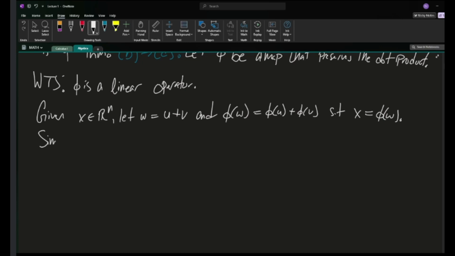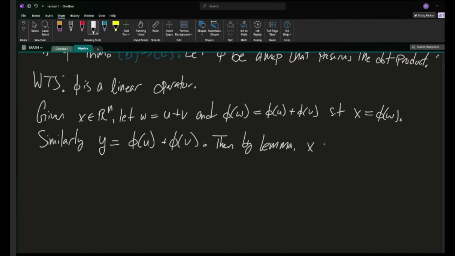And similarly, y is equal to phi of u plus u phi of w, or v. Then, by lemma, x is equal to y, which is what we're given by the statement itself.